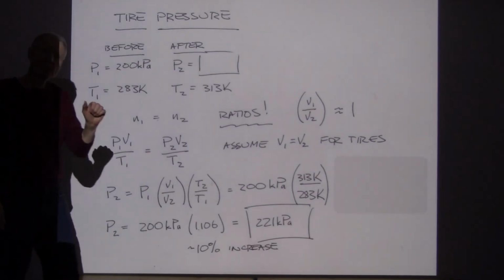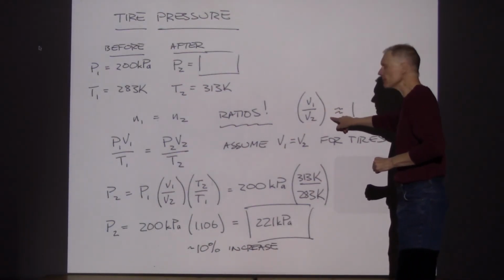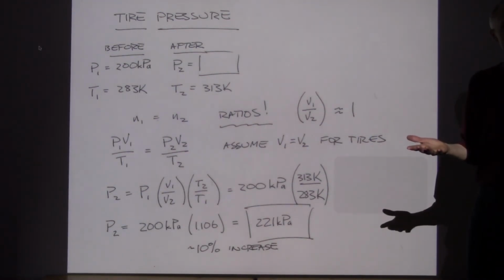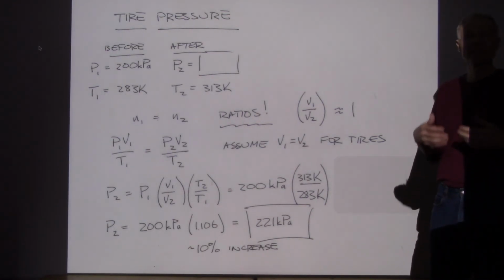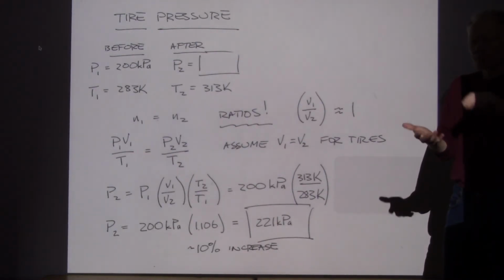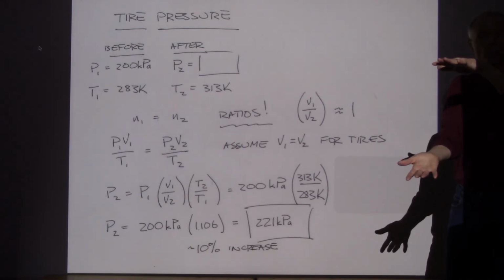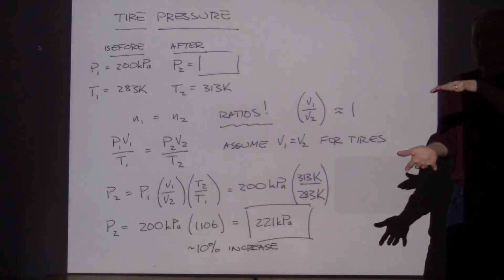Now I can even do a little better than that, because the assumption we're going to make here is that the volume of the tire didn't change either. Now that's not quite true. The volume of the tire can definitely change. In fact, when you're pumping up a tire, it goes from a little bit flattened to bulging a little bit. So we know that the volume actually goes up a little bit.